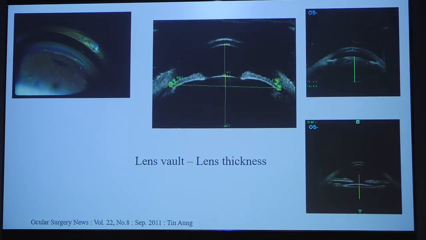So in these cases, you can see, obviously both of them were high, and we did a lens extraction, an early lens extraction in that case, and you can see a pseudophakic eye and significant change in the curvature of the iris, as well as significant deepening of the angles as well as the anterior chamber.